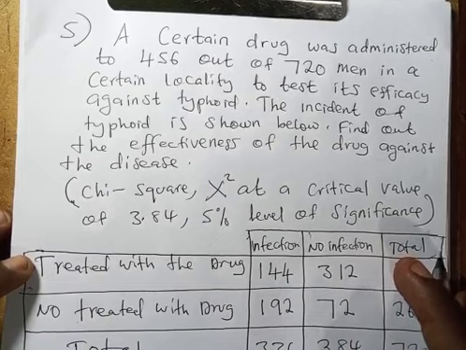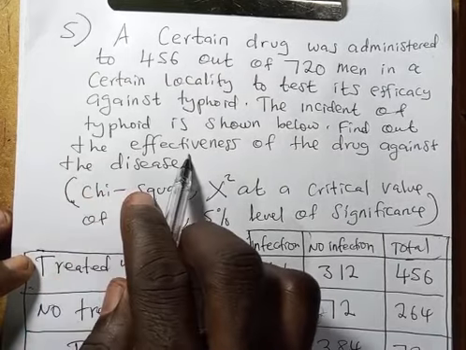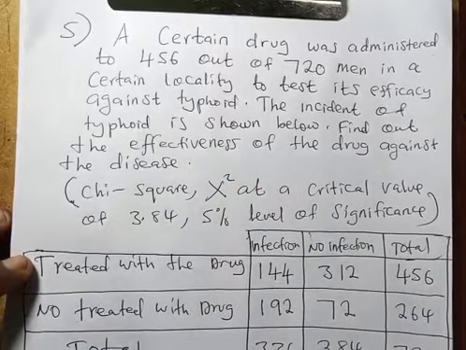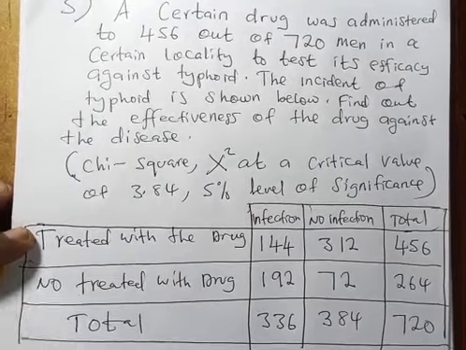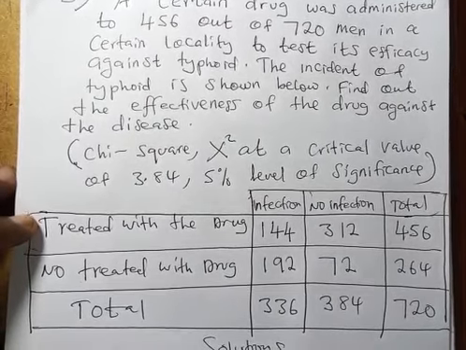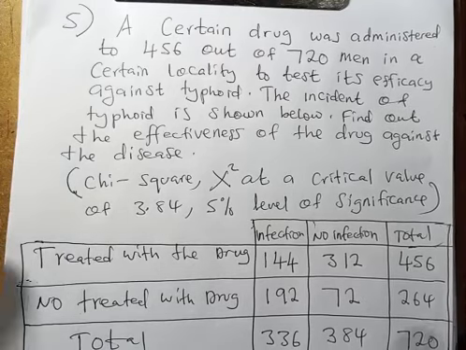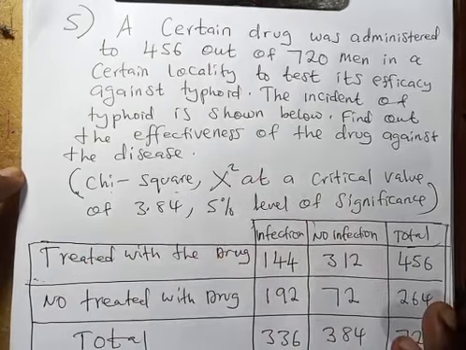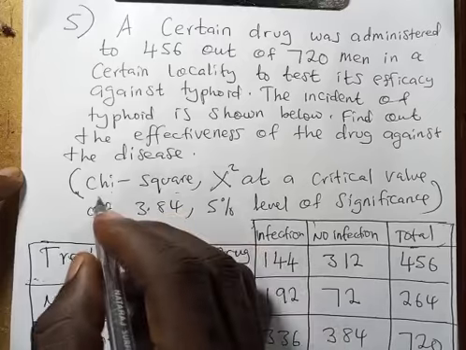Where does the question start? From here, saying find out the effectiveness of the drug against the disease. So when you're dealing with this kind of question, when you have this kind of data, there are some distributions. Last time we talked about normal distribution. Now this one I'm going to look at the chi-square distribution.